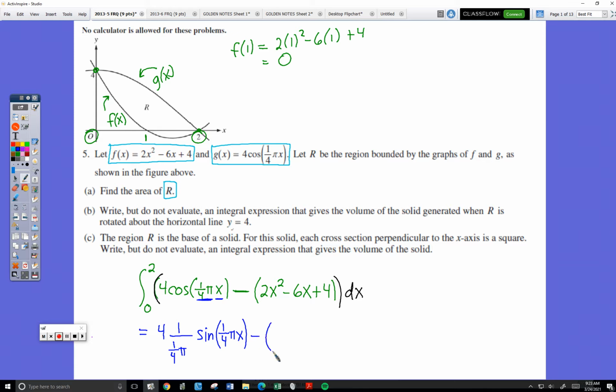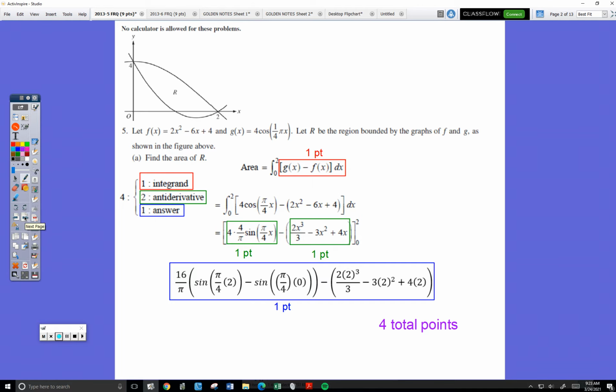Don't forget the parentheses. This would become 2x cubed over 3 minus 6x squared over 2 plus 4x. The good news is we don't have to do all the computations. Just got to make sure we get the parentheses in the right place, get the evaluate bar in the right place. We're doing great. So let's go see how they gave points on part A. So I had this written down. That got me 1 point.